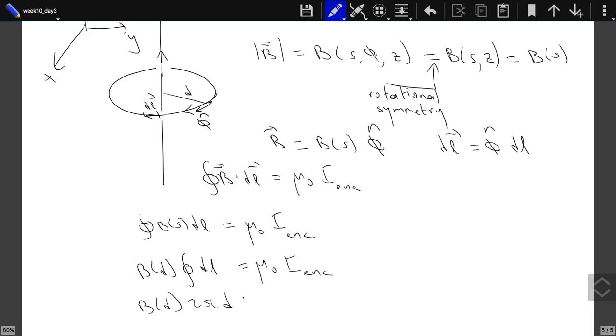Now let's look at the right-hand side. What is I enclosed?